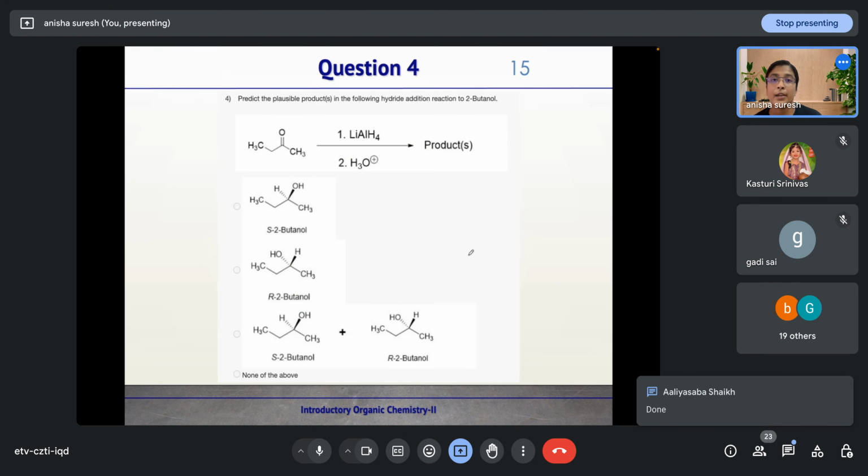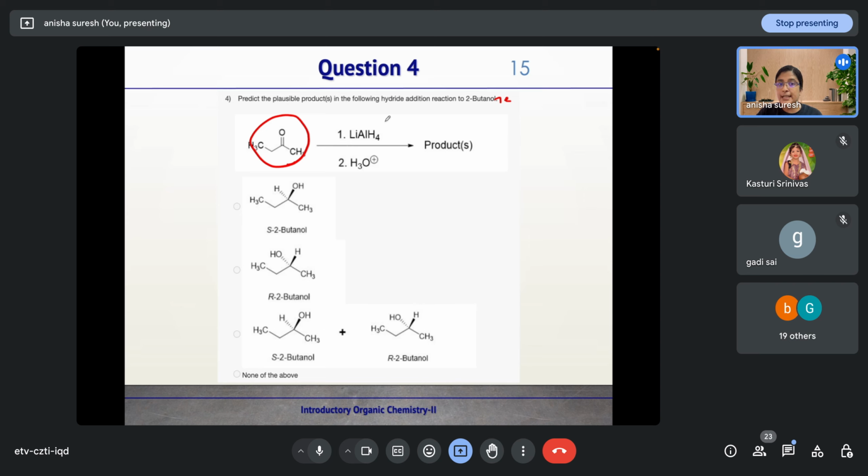Okay. Now coming to question number 4. Predict the plausible products in the following hydride addition reaction to 2-butanone. So 2-butanone is given and it is subjected to reduction reaction in presence of lithium aluminium hydride. So it will result in the formation of some products. So what is the product? That is the question. Is it S-2-butanol, R-2-butanol, or a mixture of both S-2-butanol and R-2-butanol, or none of the above? Mixture of both. That is correct.